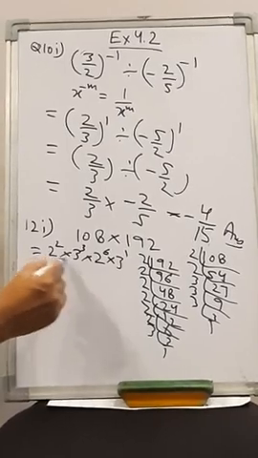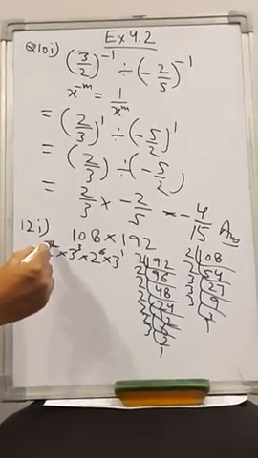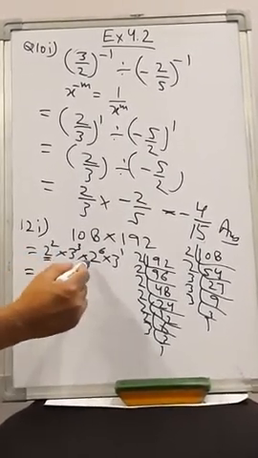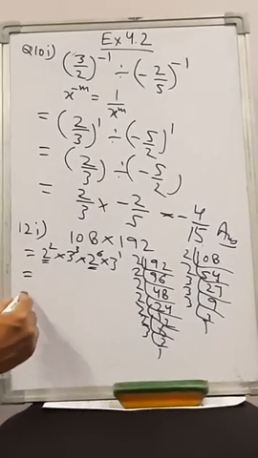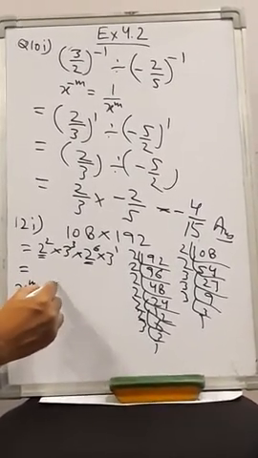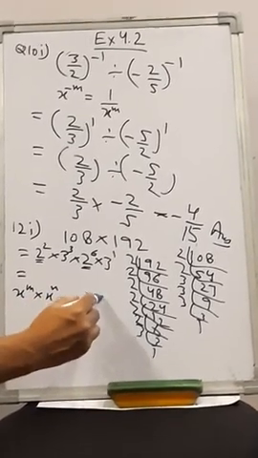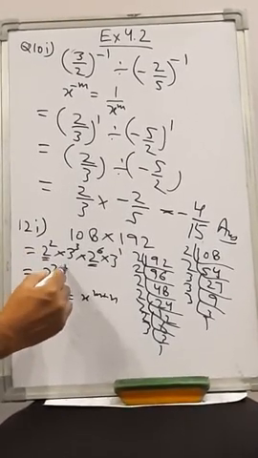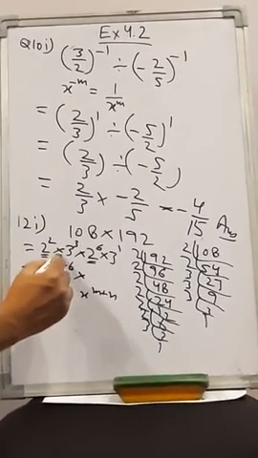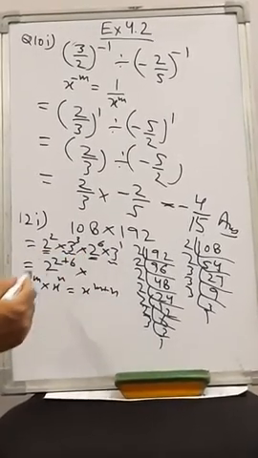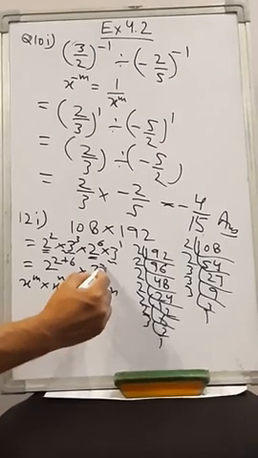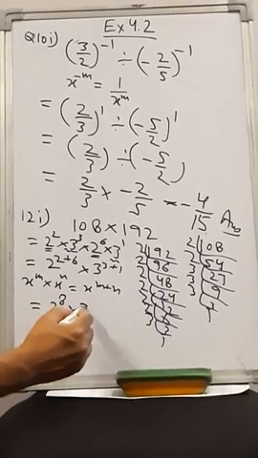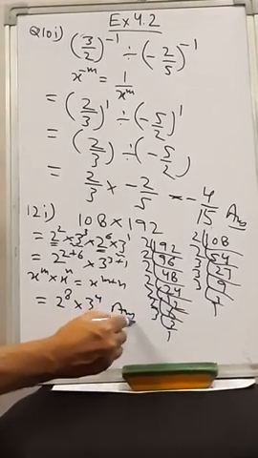Now can you tell which law can be applied here? It is x to the power m into x to the power n. These two bases are same, right? So we can apply this law x to the power m into x to the power n is equal to x to the power m plus n. So by that law it is 2 to the power 2 plus 6 here, and in this also the bases are same, so powers get added, so 3 to the power 3 plus 1, that is 2 to the power 8 into 3 to the power 4, that is the final answer.